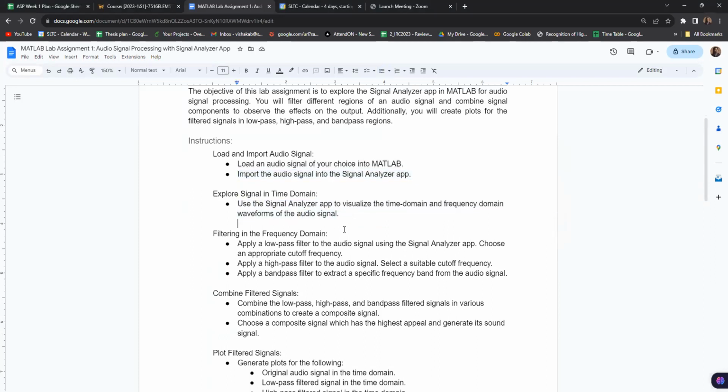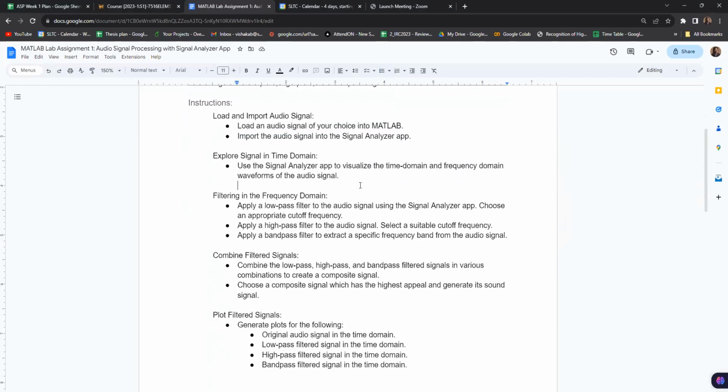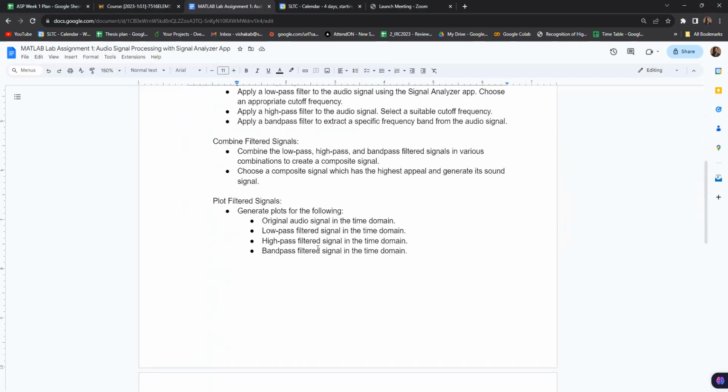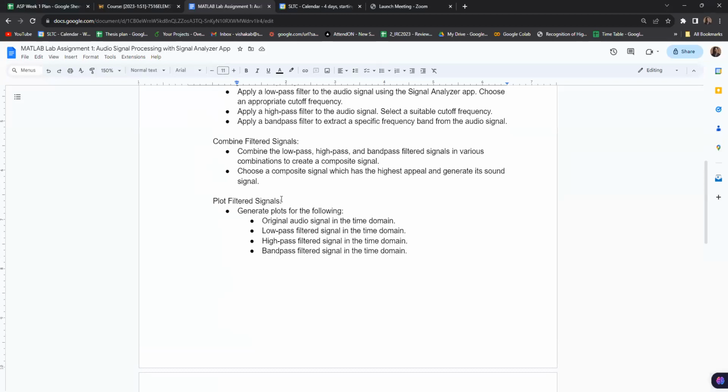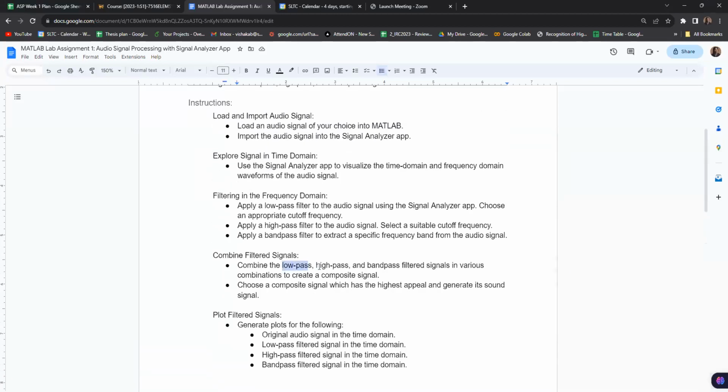Then use the analyzer app to visualize the time domain and frequency domain waveforms. After that, you can use a low pass filter, high pass filter, and band pass filters to extract specific frequency components of the audio signal. After that, you can combine the filtered signals appropriately. You have to consider all the possible combinations: low pass and high pass, low pass and band pass, two by two. And after that, you can consider all the filtered signals together. You can mention the combinations that you considered.